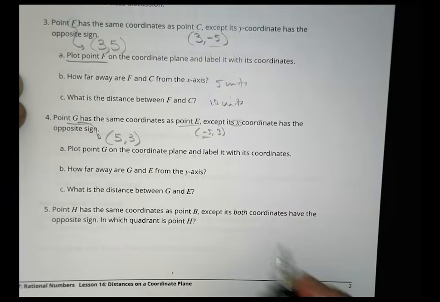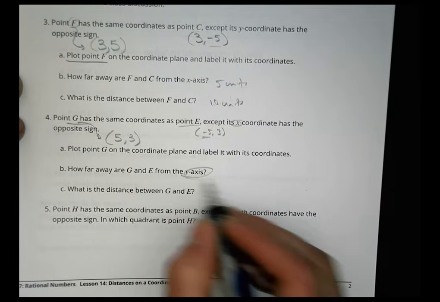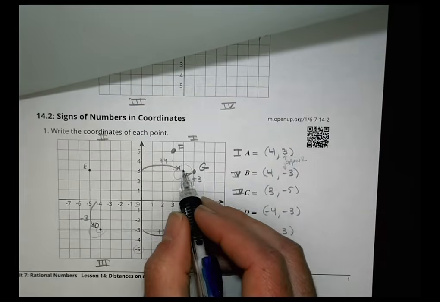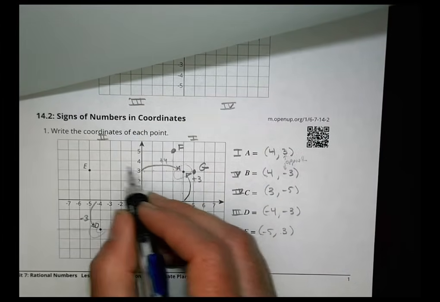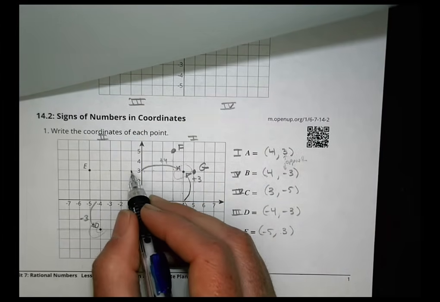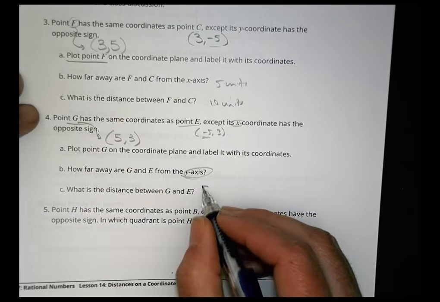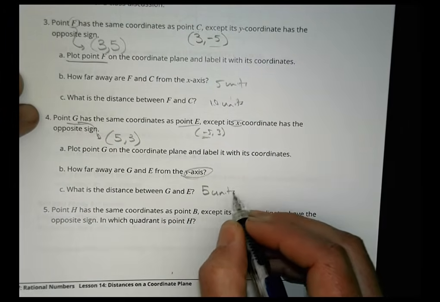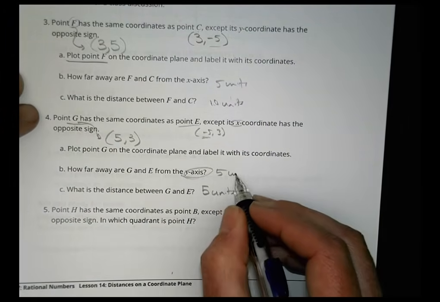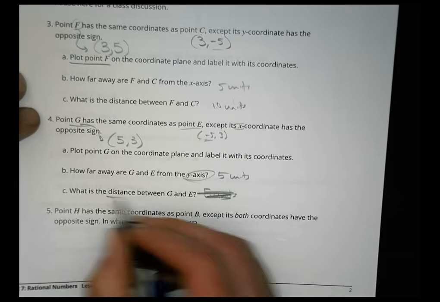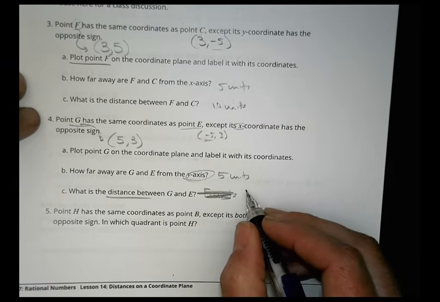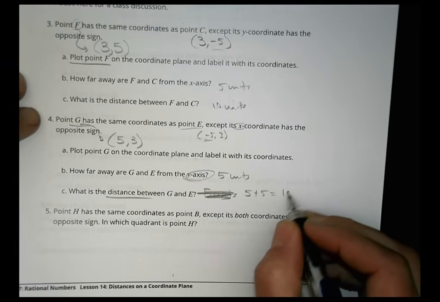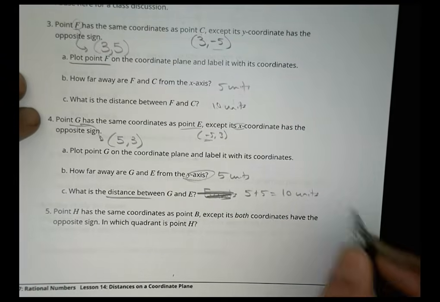Okay. How far away are G and E from the y-axis? Well, from the y, 1, 2, 3, 4, 5, and 1, 2, 3, 4, 5. They're 5 units away from the y-axis. And what's the distance between them? Well, it would be 5 plus 5, which is a total of 10 units apart.